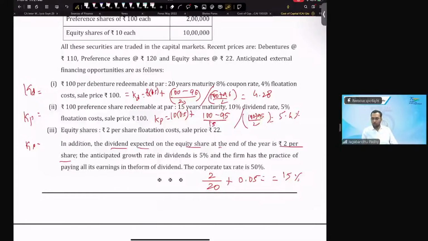Did we get all three answers, guys? 4.28, 5.4, and 15%.